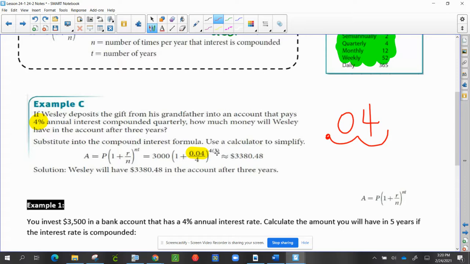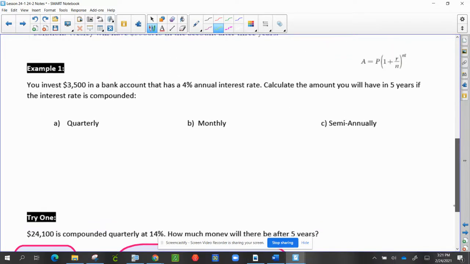So that's the T. There's your 3. It says the interest was compounded quarterly. Quarterly means 4 times a year, so that's where these 4s are coming from. All you do is put this in a calculator and have it simplify the answer for you. After 3 years, Wesley will have $3,380.48. So if Wesley puts his $3,000 in the bank and doesn't touch it at all, after 3 years he'll accumulate an extra $380.